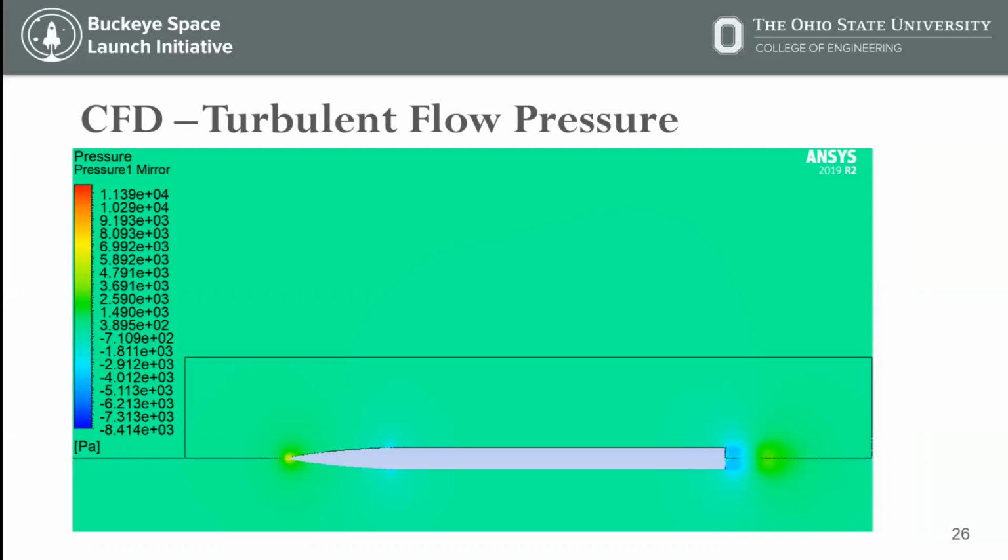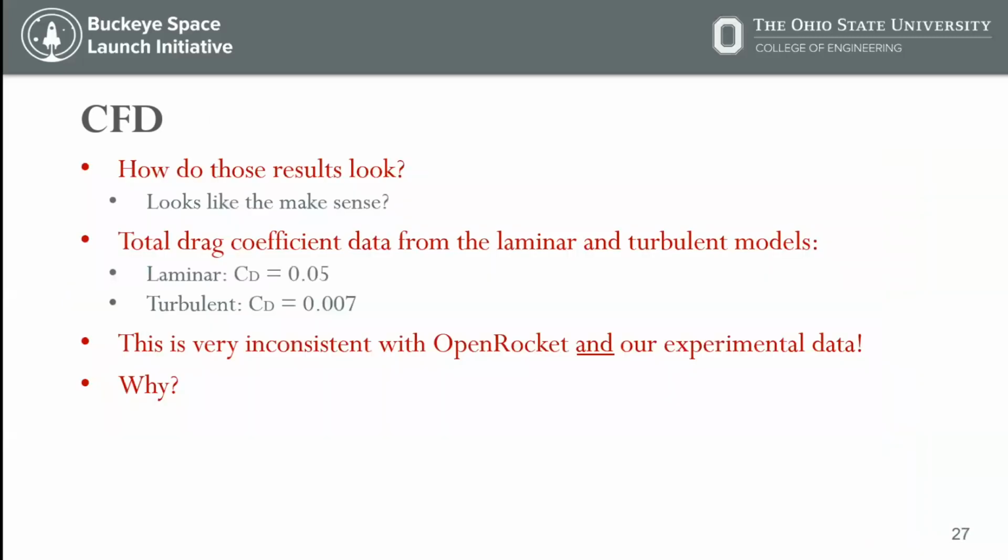Do these results make sense? They seem like they make sense, right? From what we would expect to see, it looks like those contours would probably make sense. However, the drag coefficient data from both of these models are kind of surprising given what we would expect to see with those contours. So the laminar drag coefficient is 0.05, whereas the turbulent drag coefficient is 0.007. So that's looking at about 50% to about 10% of our experimental drag coefficient data.